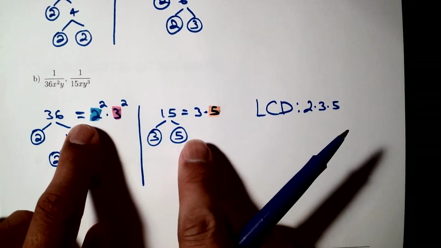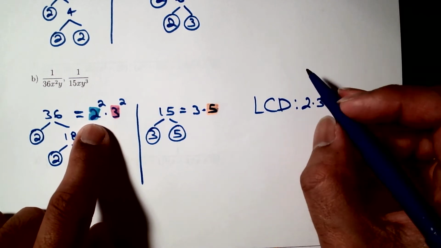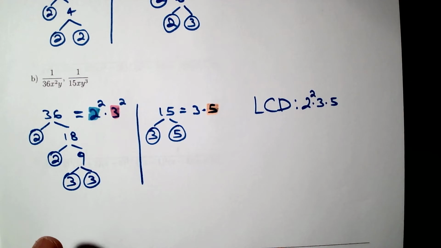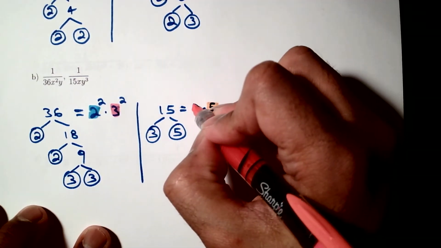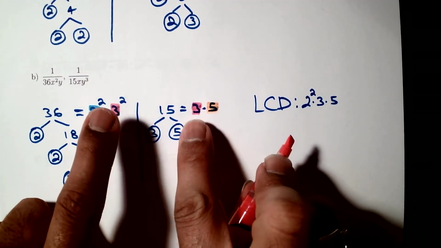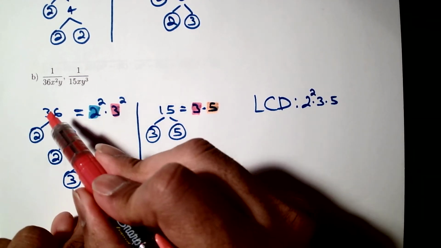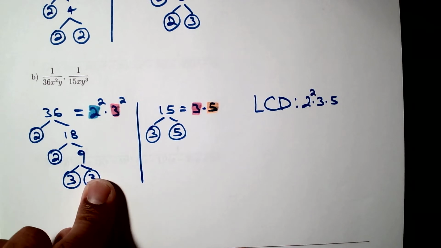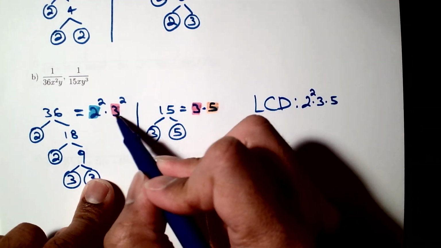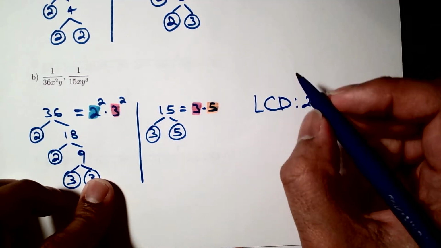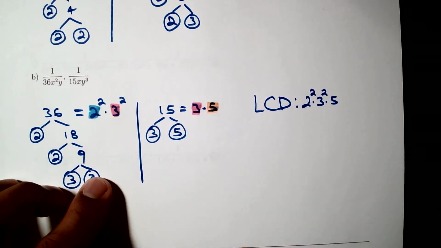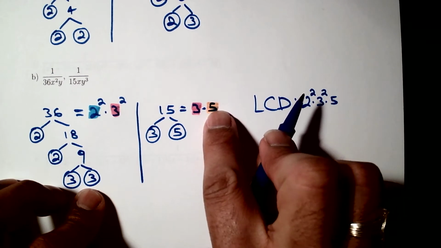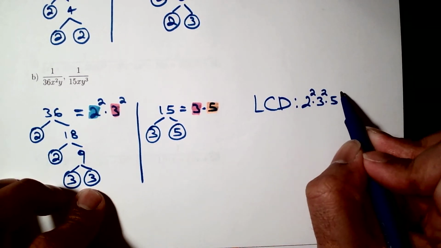So for example, for the number 2, we only have it to the second power. That's the only one that appears. But observe that the number 3 appears as a factor of 36 and also as a factor of 15. We are going to take the one with the highest power, which in this case is 2. And we only have one factor of 5, to the first power, so we just leave it like this.